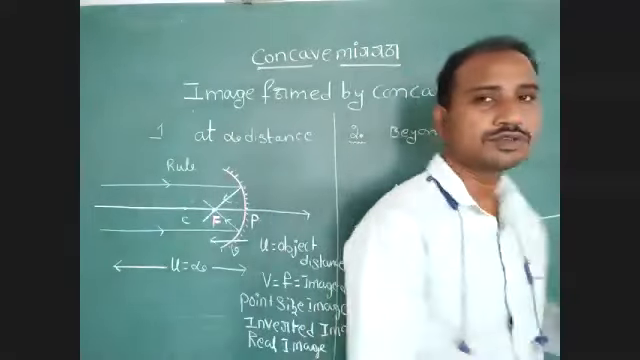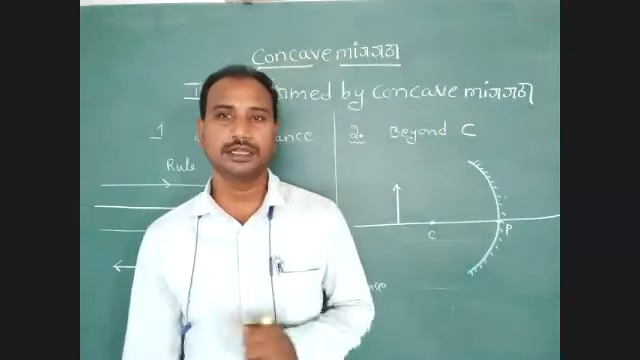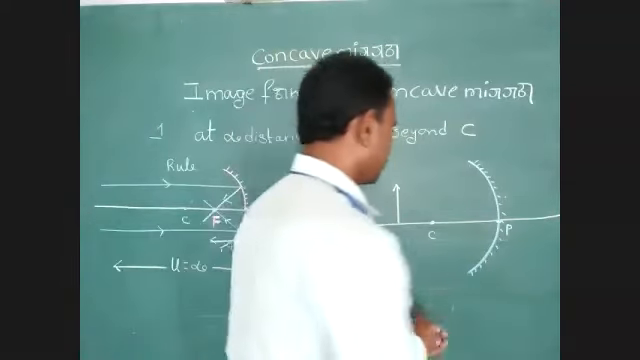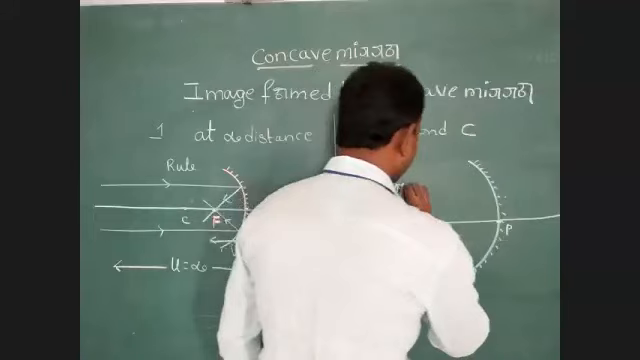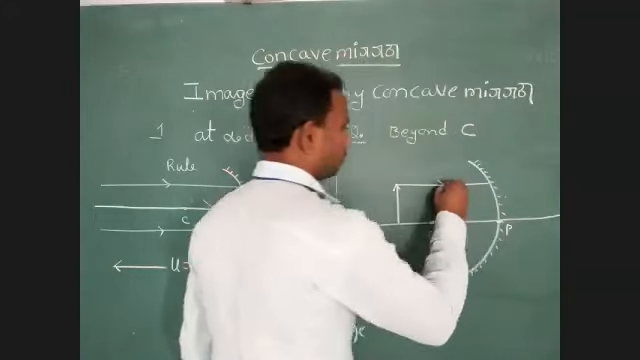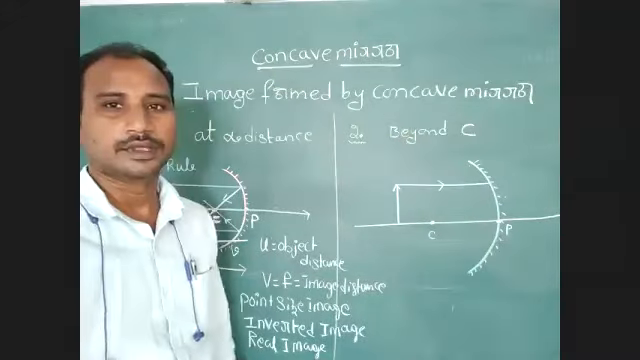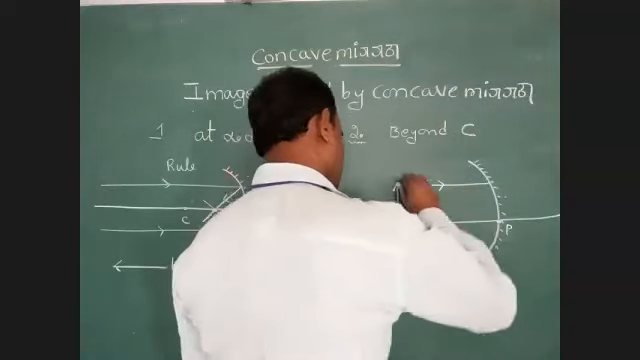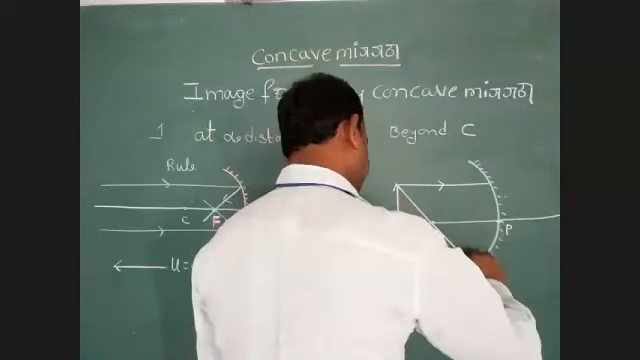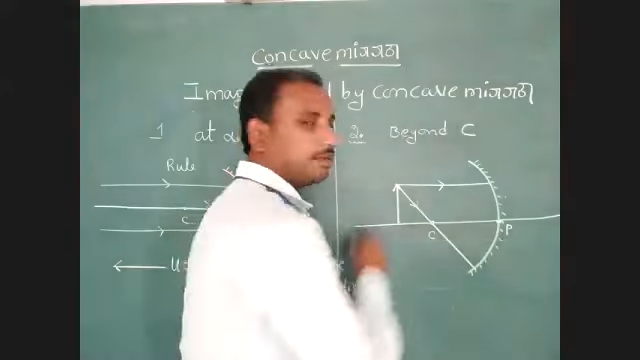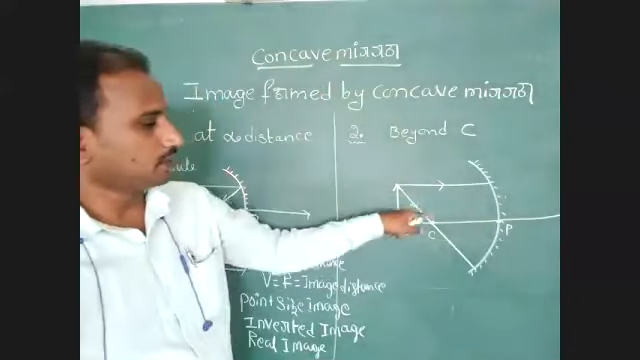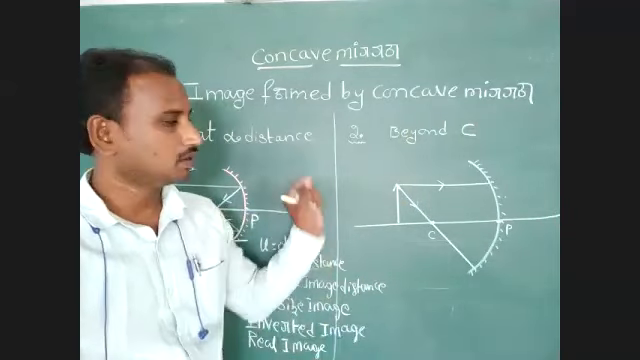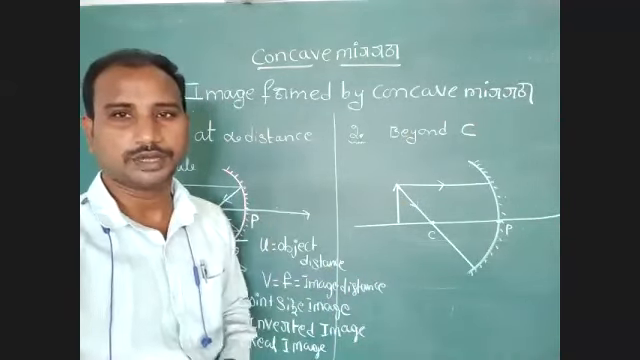That point source of light can produce two marginal rays. How many marginal rays? Two marginal rays. We have to represent those marginal rays. One marginal ray is parallel to the principal axis. Another marginal ray is passing through the center of curvature. How many marginal rays are introduced here? Two marginal rays. Two marginal rays are enough to identify the image formation point.